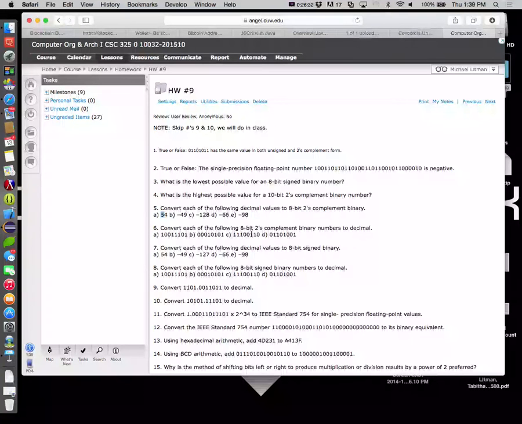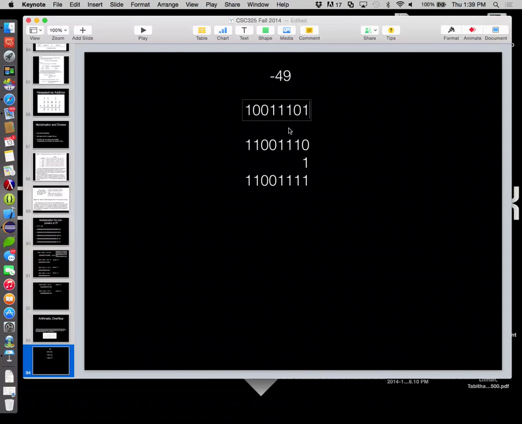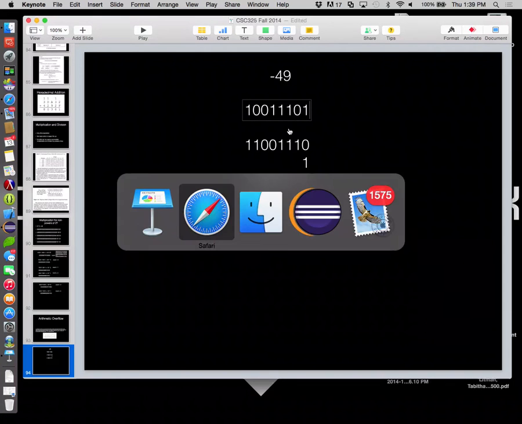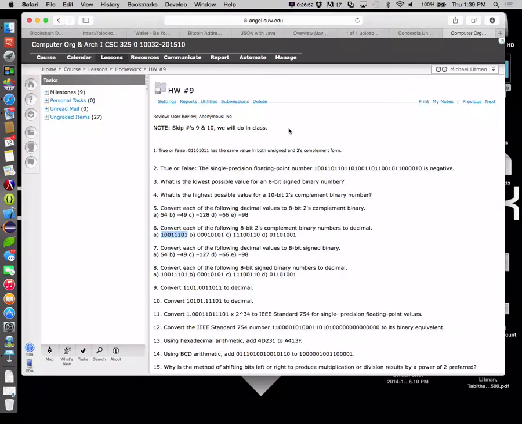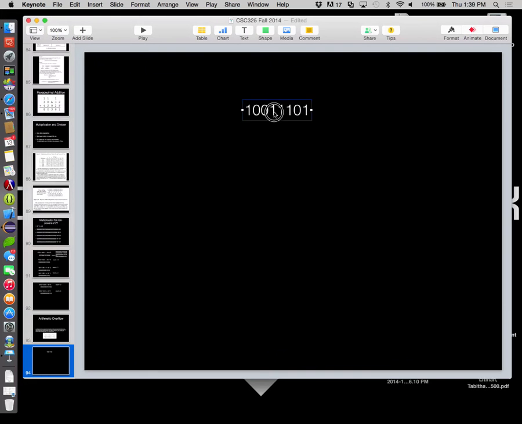Number 6, convert each of the following 8-bit 2's complement binary numbers to decimal. All right, so our very first one is this guy. Okay, so first of all, is this a positive or a negative number? Negative number. So this guy's encoded in 2's complement, right?